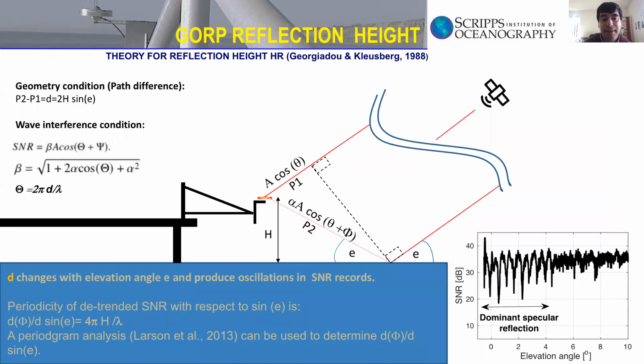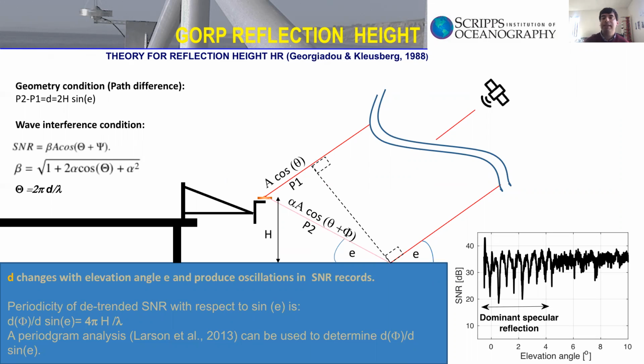The theory behind this technique is very simple. Basically, we analyze one of the main observables of the GNSS antennas, which is the signal to noise ratio, or the SNR. The SNR typically increases for higher elevation angles of the satellite, but what we can also observe is the effect of the multipath.